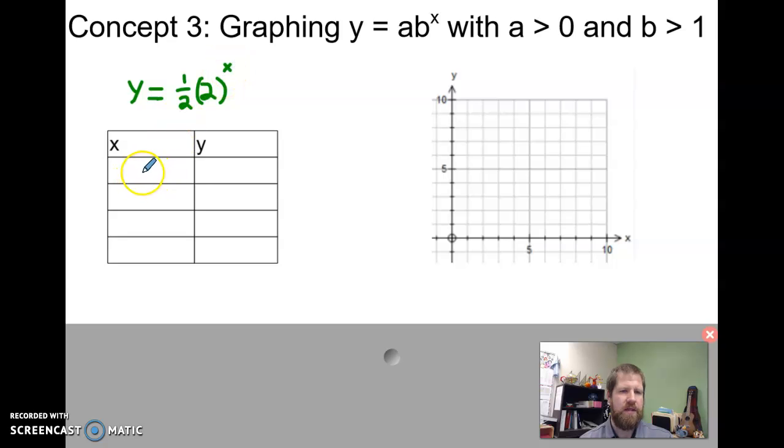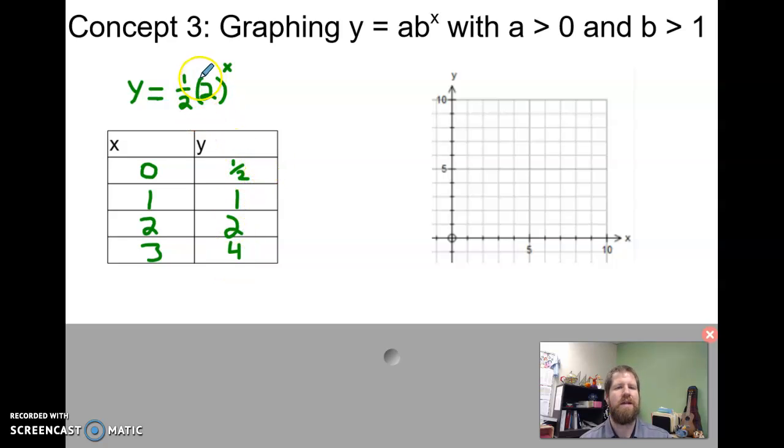So for my x, I'm going to start with 0. Anything raised to the 0 power is 1. So 1/2 times 1 is 1/2. x is 1: 2 to the 1 is 2. 1/2 times 2 is 1. x is 2: 2 squared is 4, times 1/2 is 2. x is 3: that's 2 times 2 times 2, or 8, times 1/2 gives me 4, and you should see the pattern developing here.